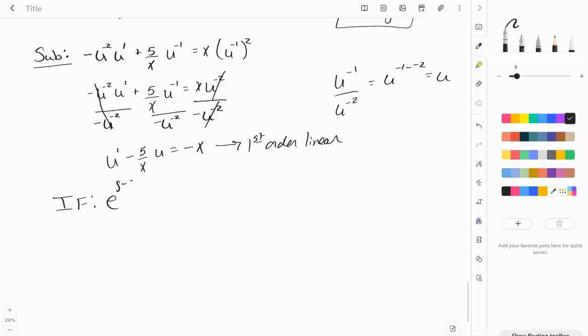e to the integral of negative 5 over x dx. So that's going to be negative 5 ln absolute value of x. And that's really ln of x to the negative 5. So we're moving that back as an exponent so we can use properties to reduce this. And we're going to get x to the negative 5. We're not going to worry with the absolute value. We want a solution to this. So we're going to multiply through by that integrating factor.